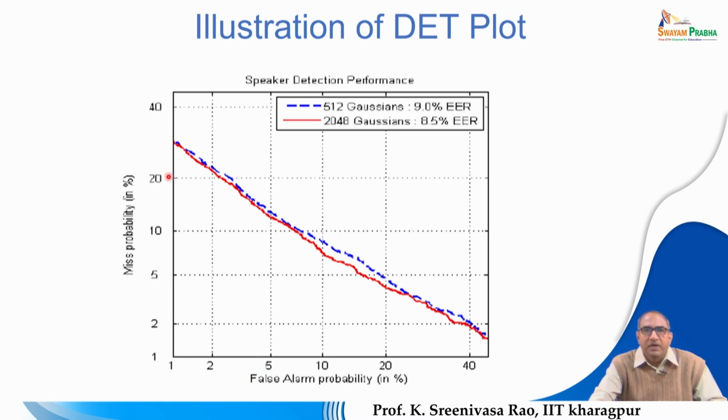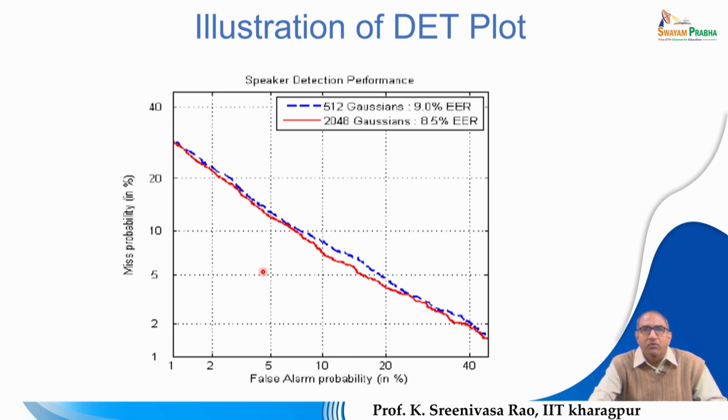When you keep the threshold at this point, you have the maximum miss probability and the false acceptance is almost null. Then as you vary the threshold, the false acceptance increases and the miss probability decreases, and when you come to this extreme, the false acceptance is very high and the miss probability is the lowest.